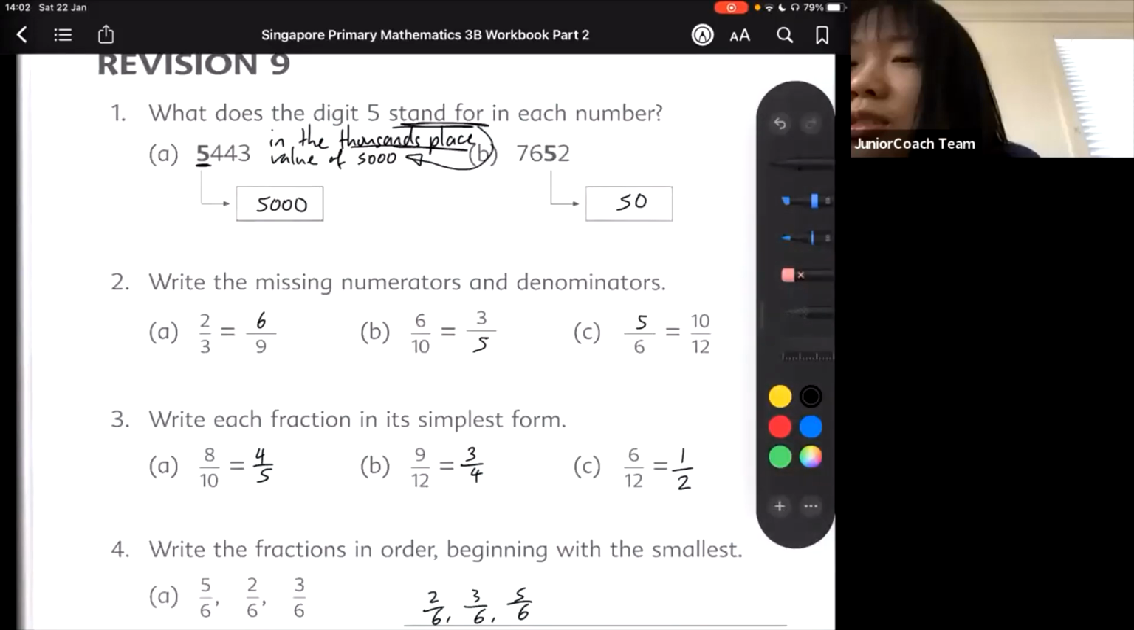If it asks which place the digit 5 is in for each number, then you can write thousands place. But here they said, what does it stand for? So here you had to write the value of the digit, which is 5,000. And likewise for here, it's in the tens place, but they're asking for the value. They're asking what it stands for, so we have to write 50.